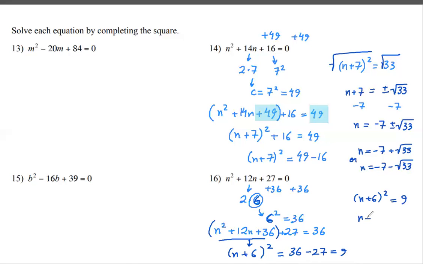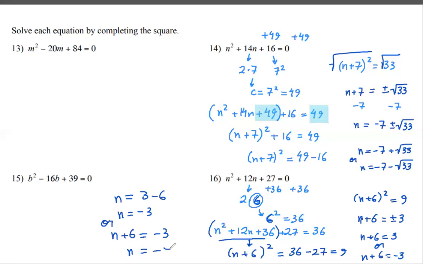This is easy to square root. We get n plus 6 equals plus or minus 3, because that's how we solve by square rooting. So finally, you can say n plus 6 equals 3, or n plus 6 equals minus 3. So n equals 3 minus 6, so n is minus 3, or the other way, n plus 6 equals minus 3, and then n equals minus 9. These are the two solutions. Yes, that's right. So these are the two possibilities.